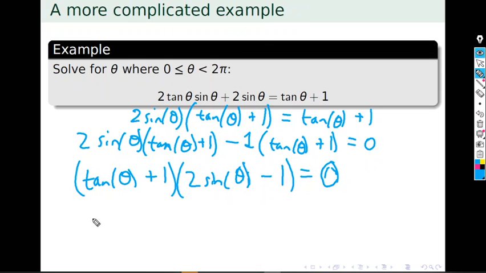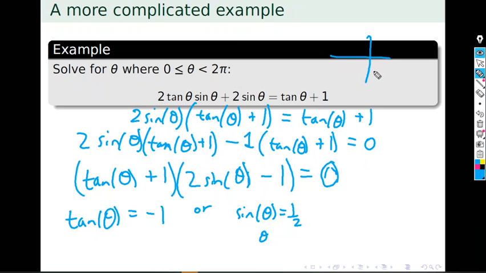So one of them is tan theta equals minus 1. And the alternative is sine theta equals positive a half. Because I just did that example, I remember that that's when it's pi on 6, and it's either going to be there or there, because of CAST. So pi on 6 or 5 pi on 6. Now for tan theta equals minus 1.